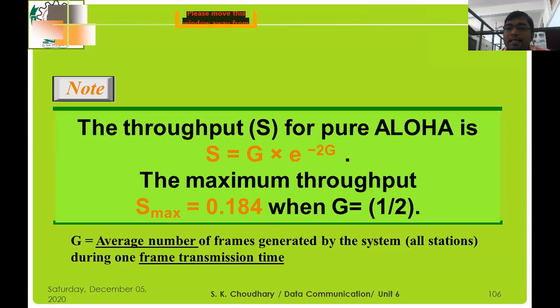So what is G here? G is the average number of frames generated by the system during one frame transmission time. The average number of frames generated by all stations during one frame transmission time. So when G is half, then S, or throughput, is maximum, because the critical time is 2 into T frame. So this means that 18.4% of the frames would successfully reach the destination without any collision.